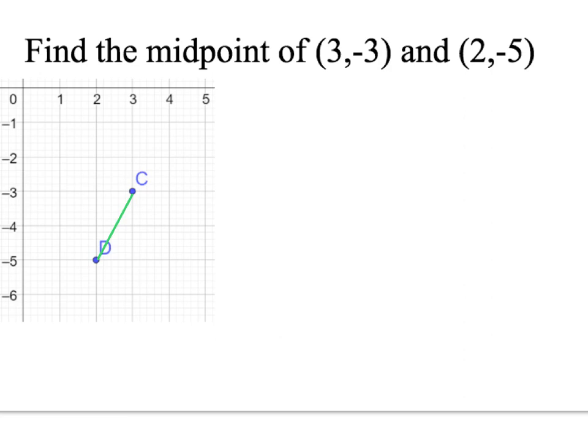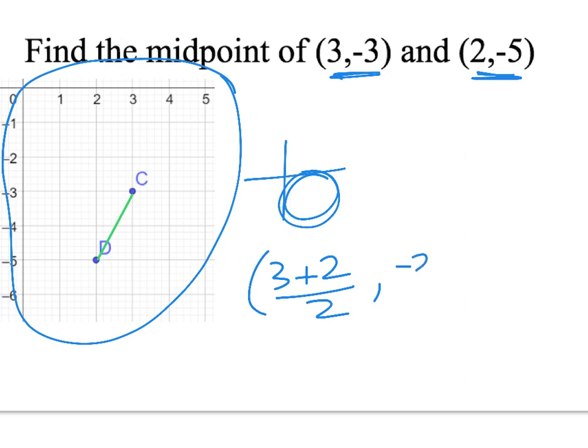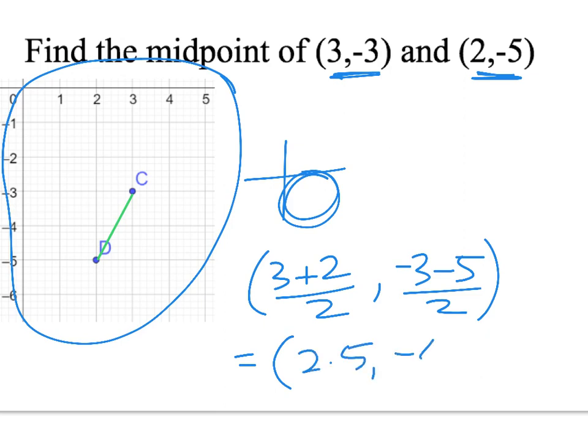Okay, so here's the first one. Find the midpoint of these 2 points. So you'll see that they're in this quadrant of the graph. This one down here. So the midpoint will be 3 plus 2 over 2 and negative 3 minus 5 over 2, which gives me 2.5 and negative 4.